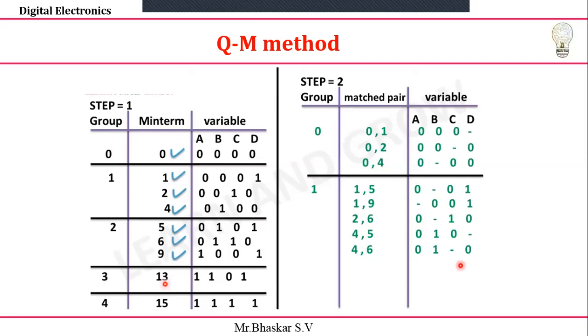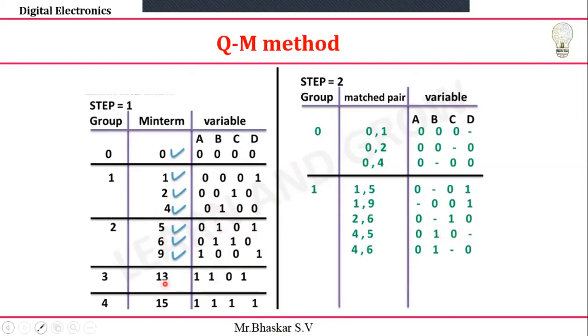Okay, you can see that 2 comma 6 is nothing but 0 dash 1 0. Next, looking for 2 comma 9, it is not possible. Next, 4 with respect to 5, I'm looking at 0 1 0 0 and 0 1 0 1. Last bit is changing, right? So then I can write 0 1 0 dash.